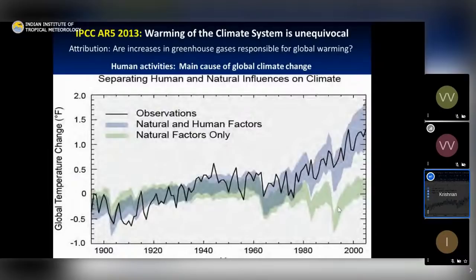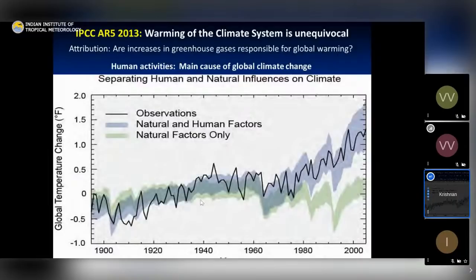And importantly, the IITM Earth System Model is also contributing to the sixth assessment report. This is the CMIP6 activities, the first time from India. I want to highlight that. So there is clear evidence that the warming of the climate system is unequivocal, and human activities are the main cause of this.